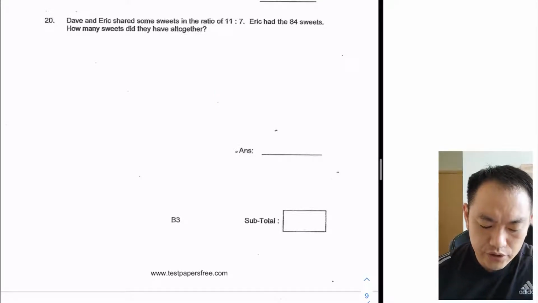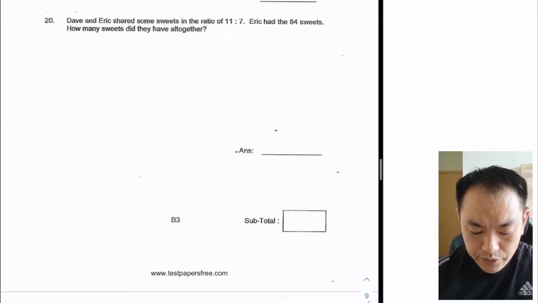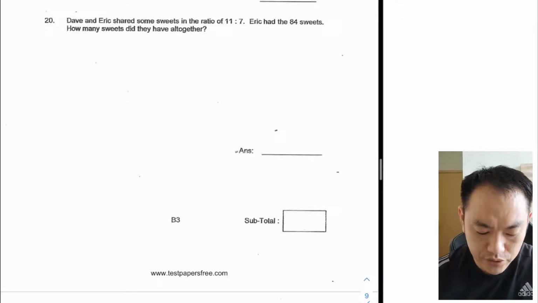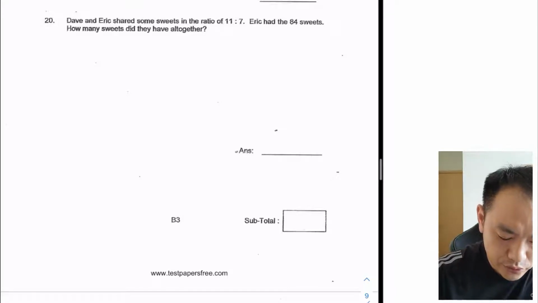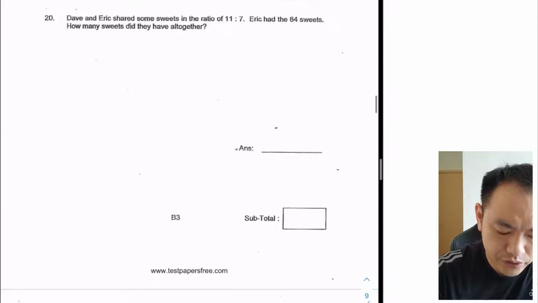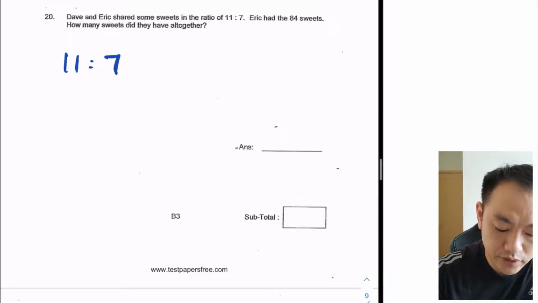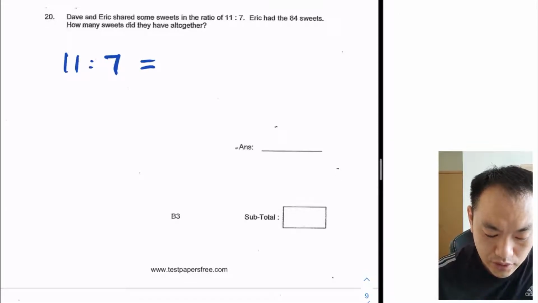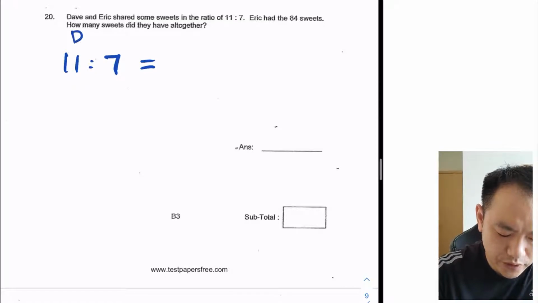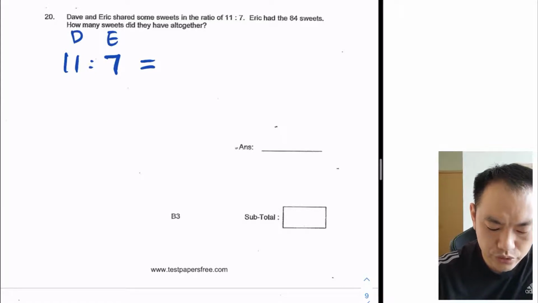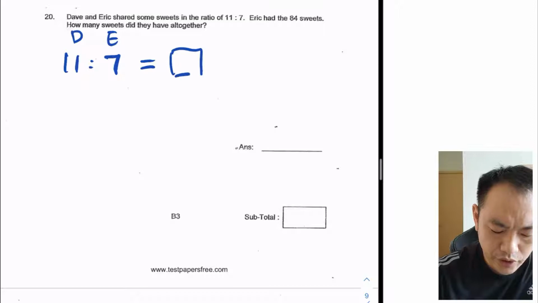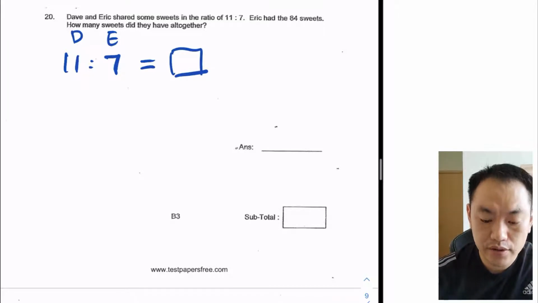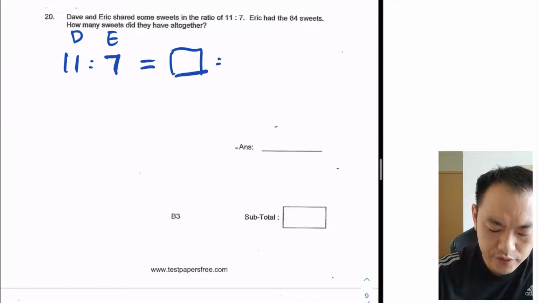Dave and Eric share some sweets in a ratio of 11 to 7. Eric has 84 sweets. How many sweets do they have altogether? Okay, so Dave and Eric's ratio is 11 to 7, with Dave in the front and Eric at the back. We don't know how many sweets Dave has, but we know Eric has 84.